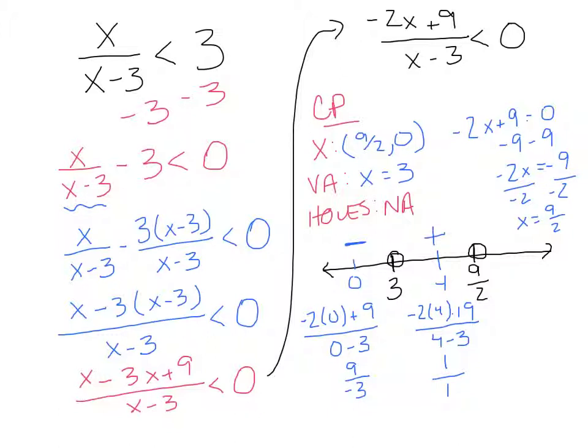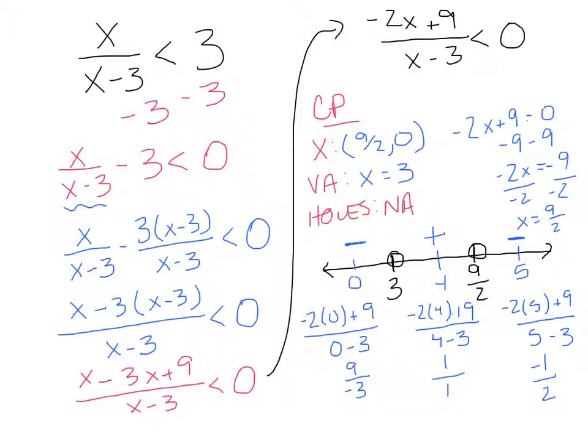Now let's go to the other interval. Choose something bigger than 4.5, so that would be 5. So I have negative 2 times 5 plus 9 over 5 minus 3. That would give me negative 10 plus 9, which is negative 1, over 2. So this is a negative interval.